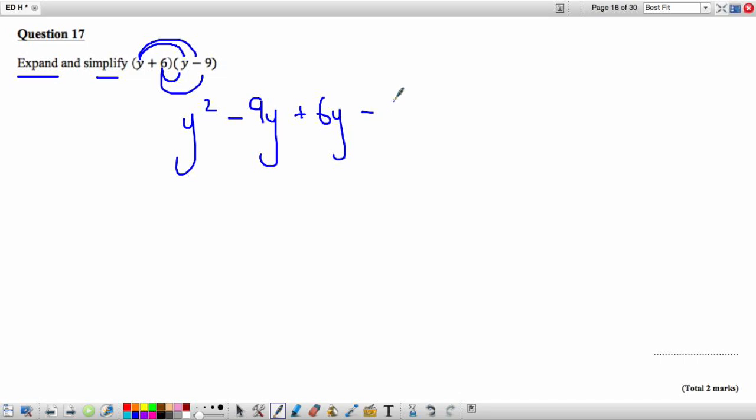gives us negative 54. Then, for the simplifying part, we can simplify the part here in the middle. Both terms are y. Here we have negative 9, add 6 is negative 3y. The y squared stays the same at the beginning and the negative 54 stays.